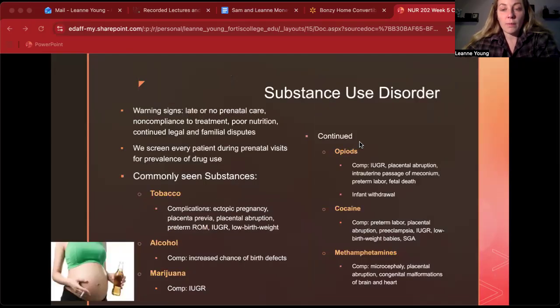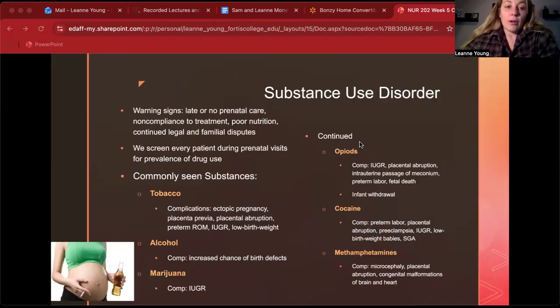Substance abuse disorder. What are our warning signs for a patient? Because a lot of patients are not going to come right out and tell you, like, yeah, I use meth every single day, right? We kind of have to use our context clues, use our assessment skills to figure out who's at high risk or not.